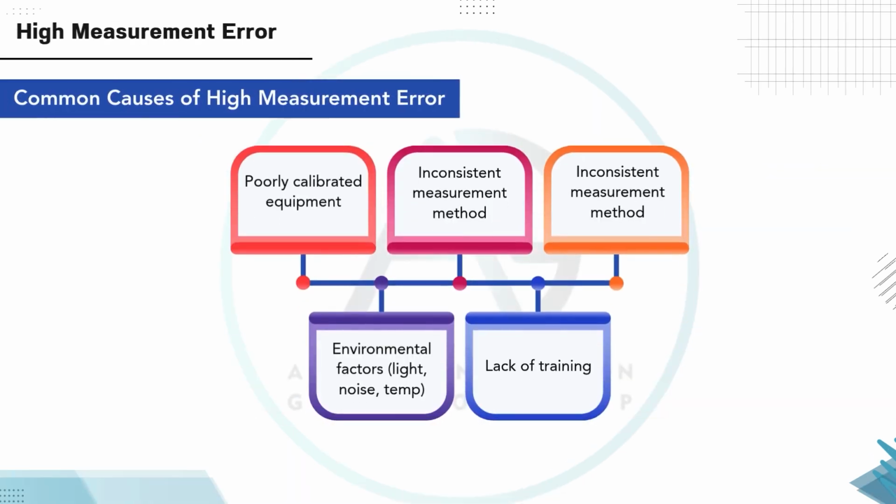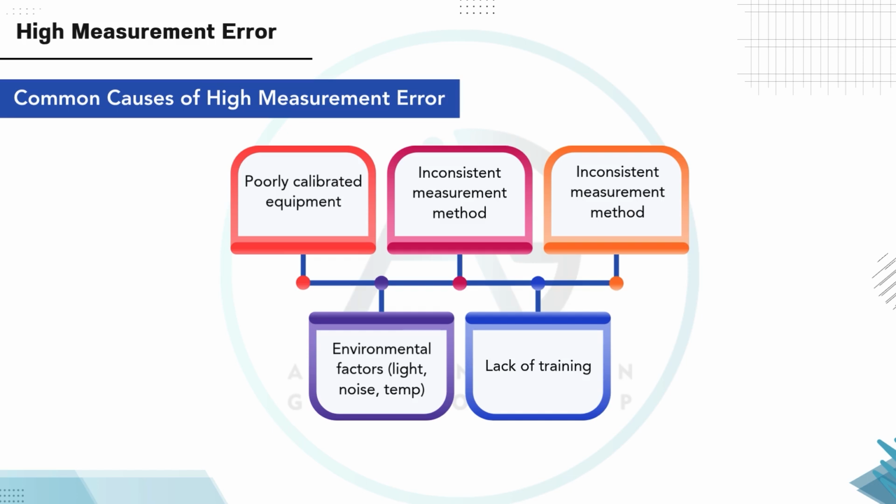Now let's talk about what leads to high measurement error in a process. Measurement errors can significantly affect the reliability of our data. This slide highlights some common causes of high measurement error. Poorly calibrated equipment. If our tools or instruments aren't properly calibrated, the measurements they provide won't be accurate. This is a technical issue, but a very frequent one. Inconsistent measurement methods. When the method used to take measurements is not standardized or varies between operators, we get inconsistent results. This is often due to lack of documentation or unclear procedures.